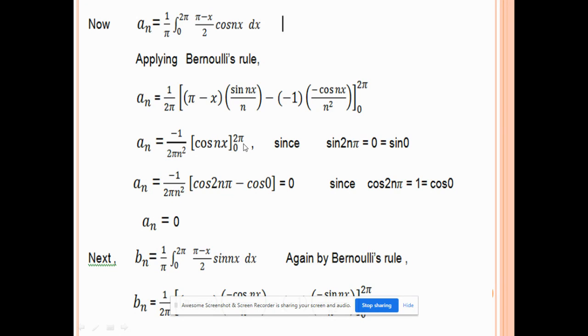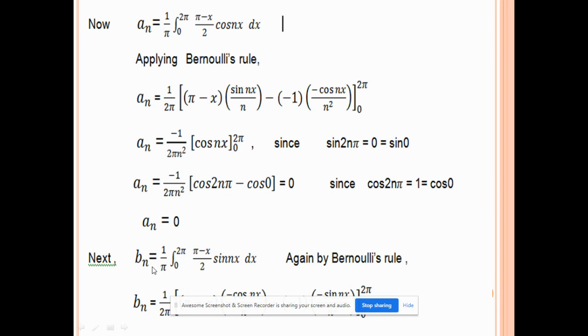After applying the limits, we get minus 1 divided by 2 pi n square, cos 2n pi minus cos 0. We know that cos 2n pi is equal to 1 and cos 0 is also equal to 1. 1 minus 1 is 0. 0 into something is also 0. Therefore, an is equal to 0.